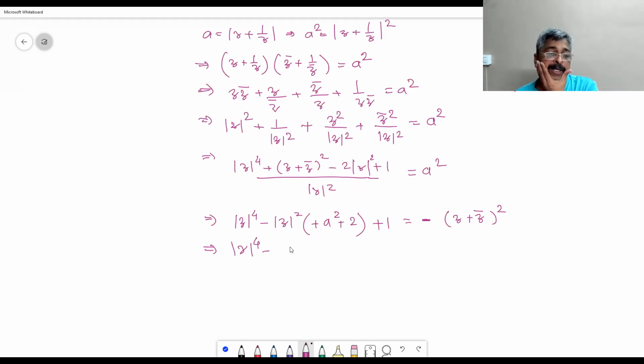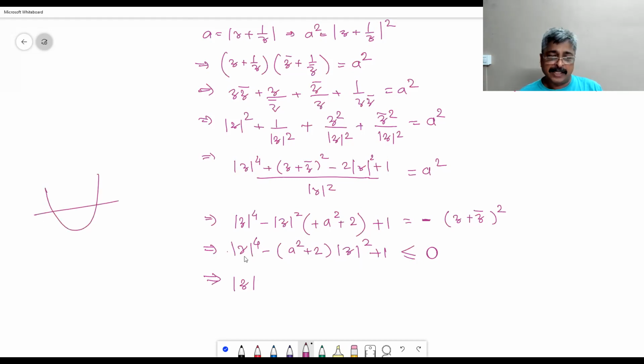I was expecting that. So A square plus 2 times mod z square plus 1. This RHS is going to be either 0 or less than 0. Therefore this should be 0. That is the inequality that we have got. And therefore this is quadratic in mod z. I mean biquadratic in mod z, but it is as good as quadratic in mod z. Therefore we can get mod z. Now leading coefficient is 1, positive.